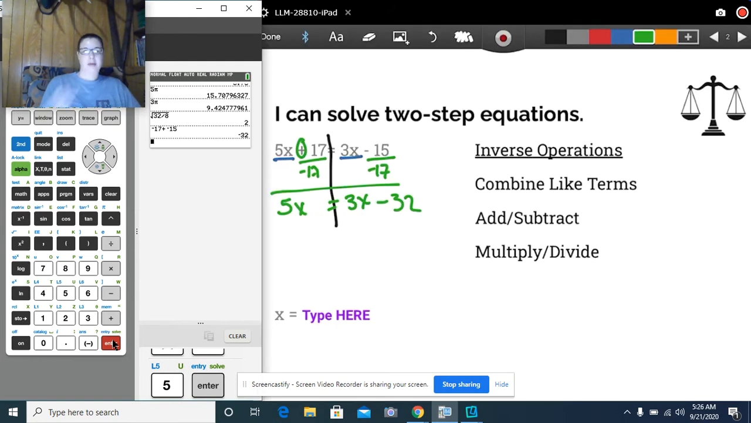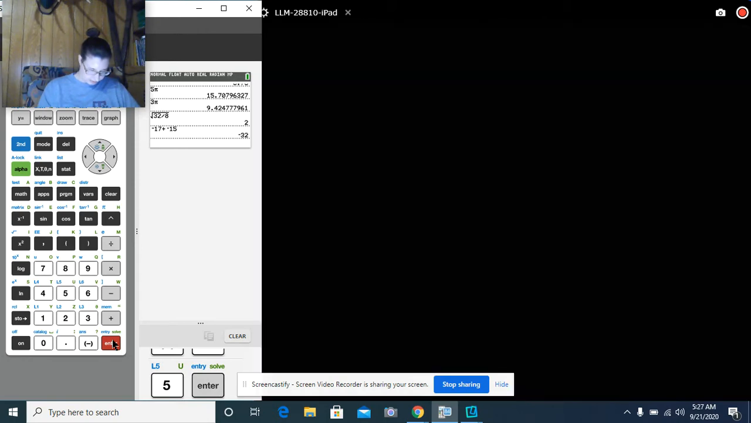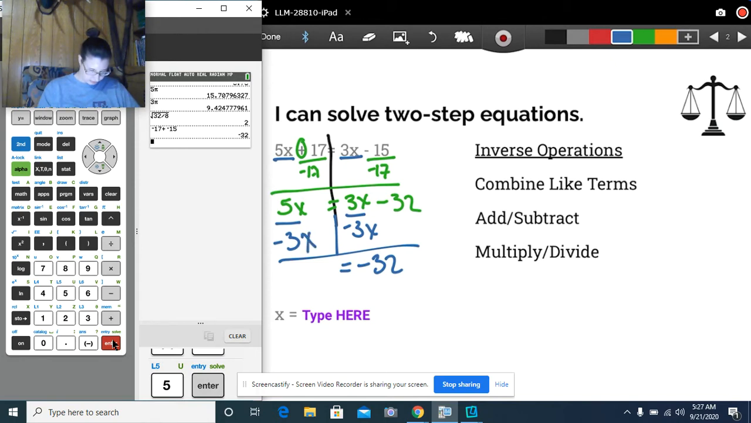Okay. Now, I notice that I still have a variable on both sides, and I need to move that 3x over to the left side so that all the variable terms are together. That is a positive 3x, so I'm going to subtract 3x from both sides. I bring down my negative 32 because I haven't done anything to it. And 5x minus 3x is equal to 2x. So I combined the like terms by adding and subtracting.